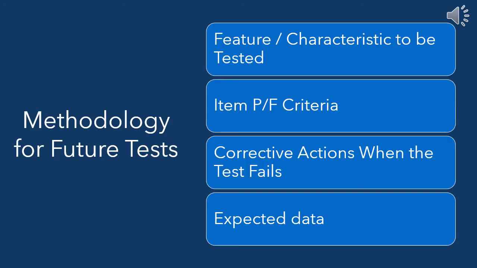In this section, we can see the methodology that is going to be used for future tests, which is going to be the feature or characteristic to be tested and approach and tools necessary, item pass or fail criteria, corrective actions when the test fails, expected data, actual results, and tested results are going to be part of the future testing.